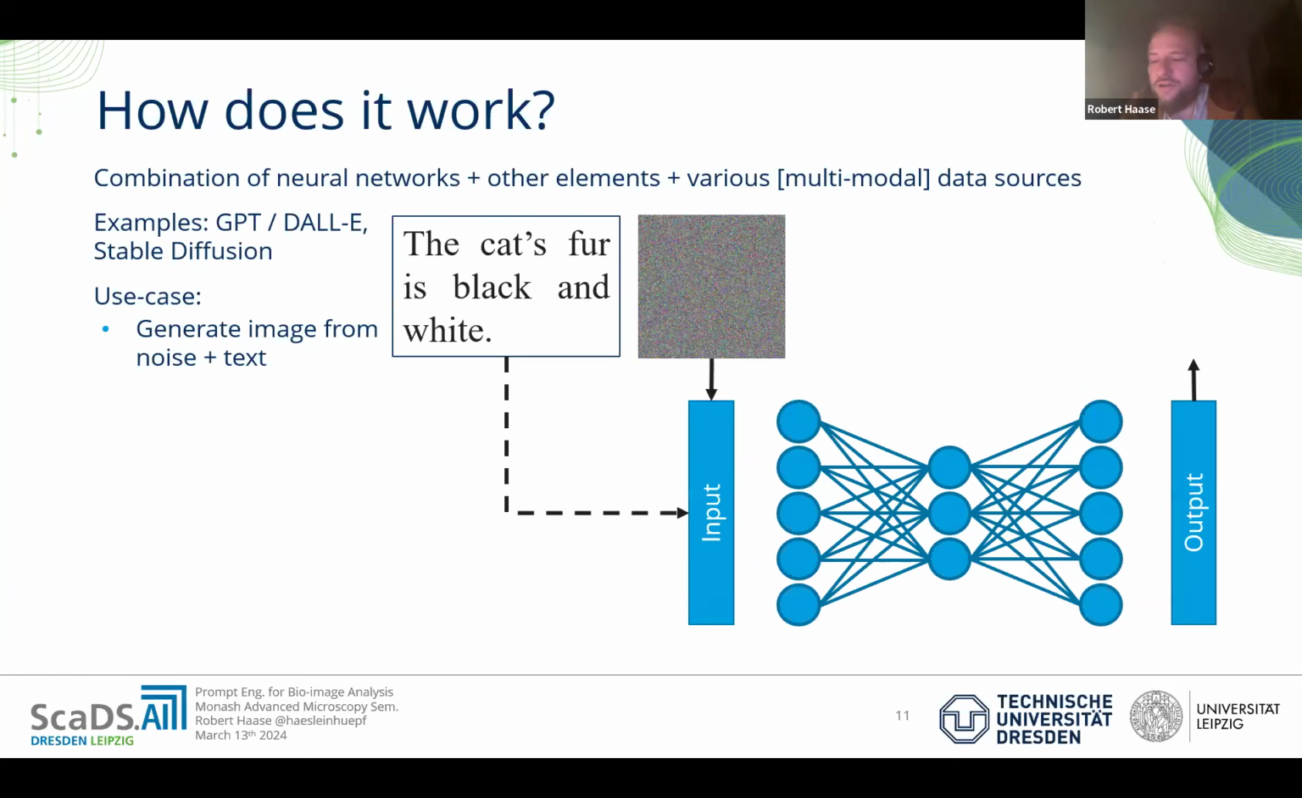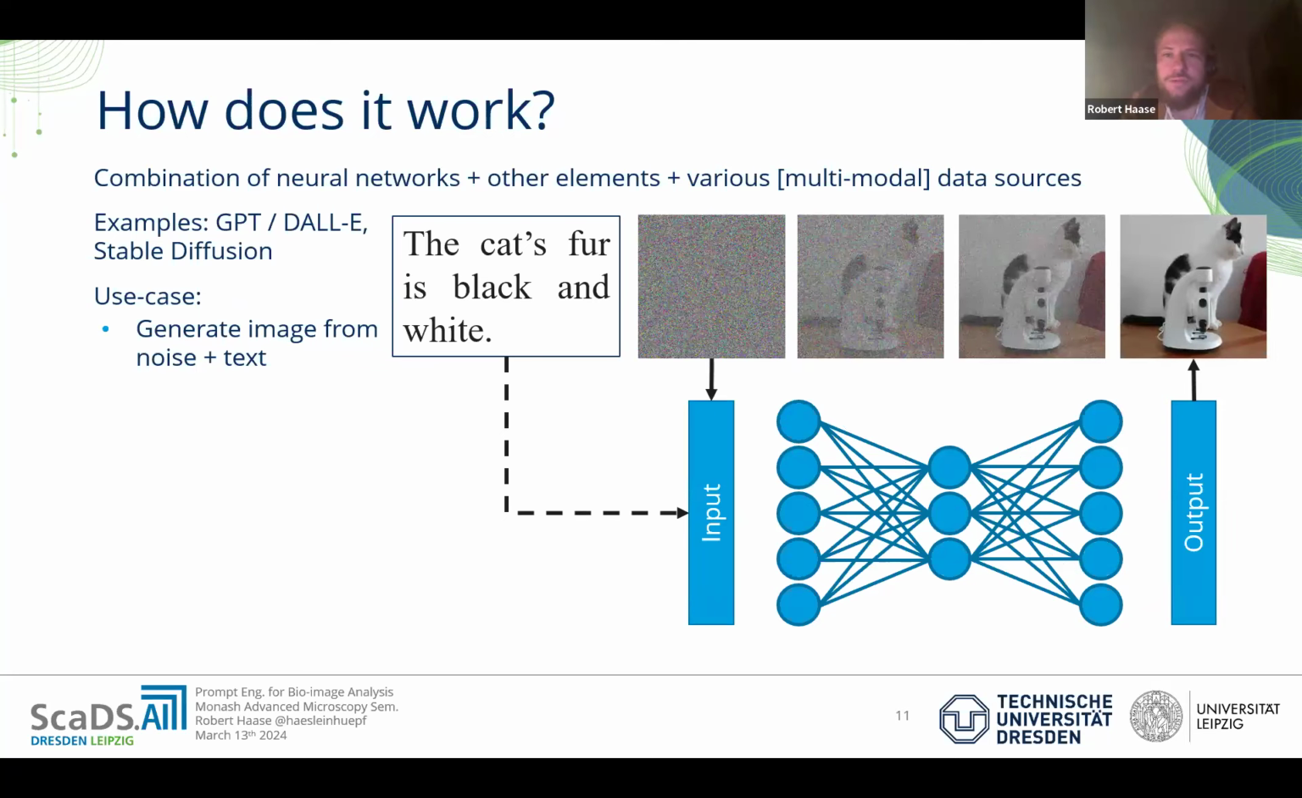But how does it work in the very first place? I think my animation is broken. Yeah. So how does it work in the very first place? Technically, this is what Stable Diffusion does in the background, just as an additional hint. So what I technically do is, I have this neural network architecture and I am combining text information and image information.